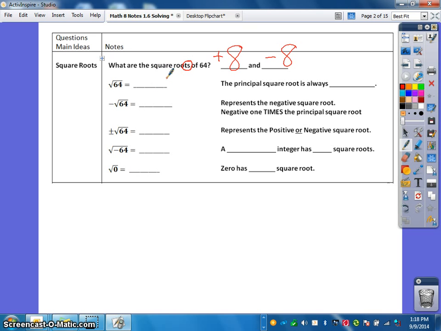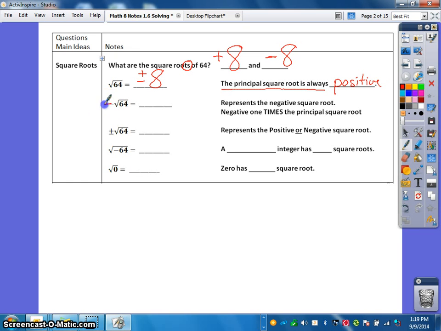That doesn't mean you have to write a positive 8 and a negative 8 every time. You would just write it as positive, negative, 8. However, right here, the principal square root is always positive. The principal, the main square root, is always positive. So if they ask you for the square root, you just give them the positive answer.